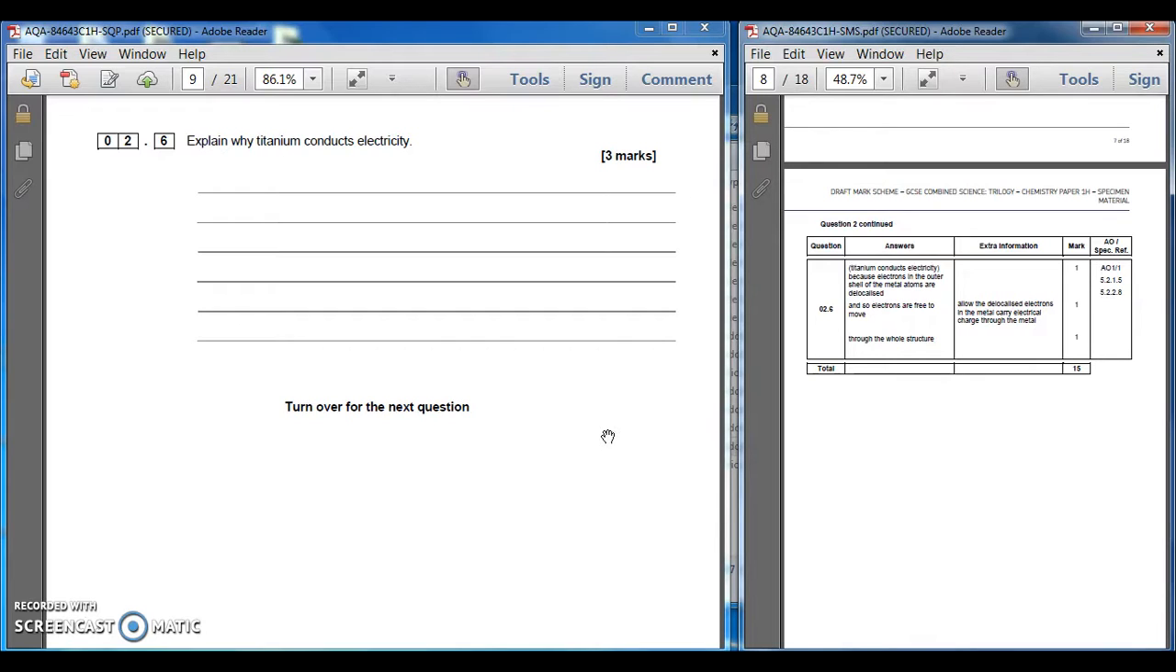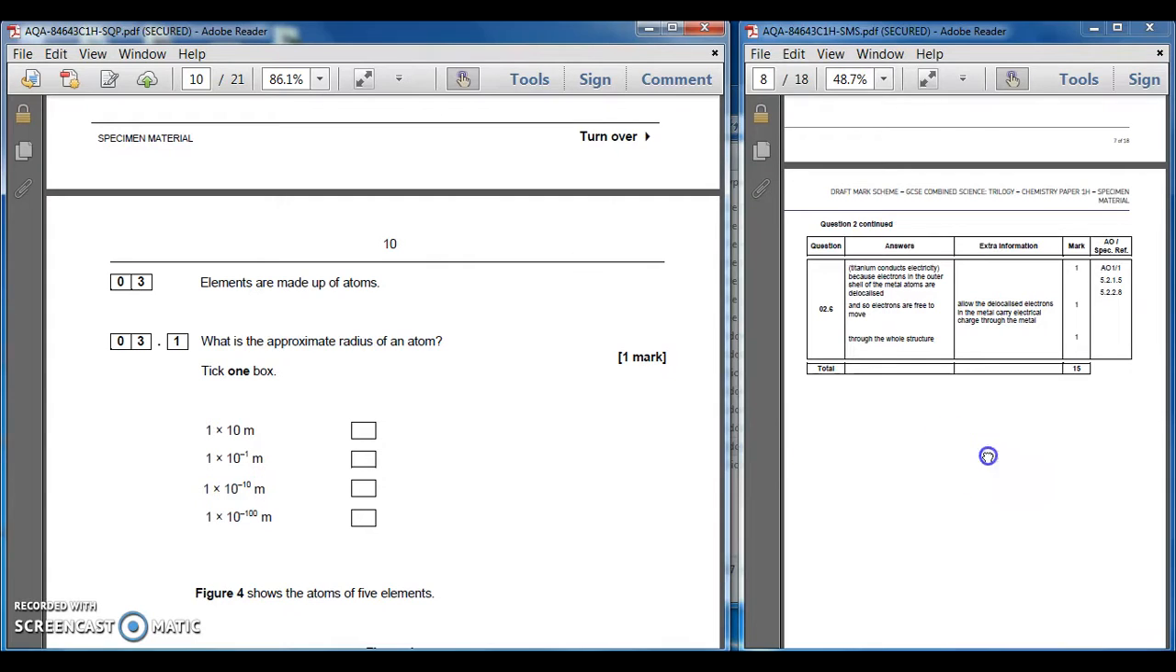You can then get a mark for saying because they're delocalized, they're able to move or they are free to move. That's the second idea, this concept that they're moving or flowing. And then the last mark, which is quite a cheeky one to slip in, is to say that they're going to move through the whole structure, which to be honest is quite a difficult point for you to put in unless you've been primed for that.